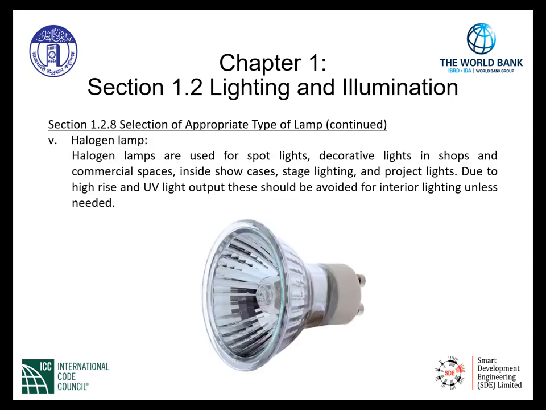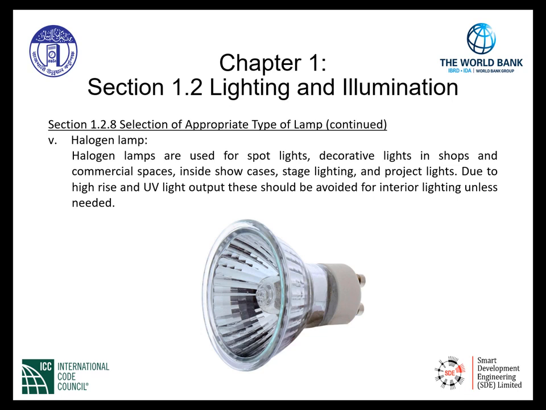Item 5 of section 1.2.8, halogen lamp. These types of lamps work similar to incandescent lamps. The filament is comprised of tungsten, which is sealed in a bulb with an inert gas and a small quantity of halogen, typically iodine or bromine.